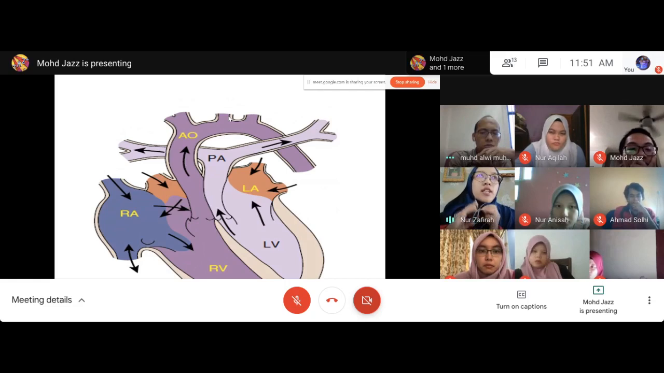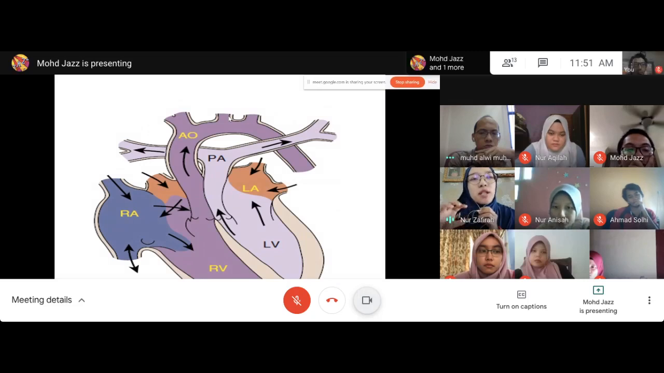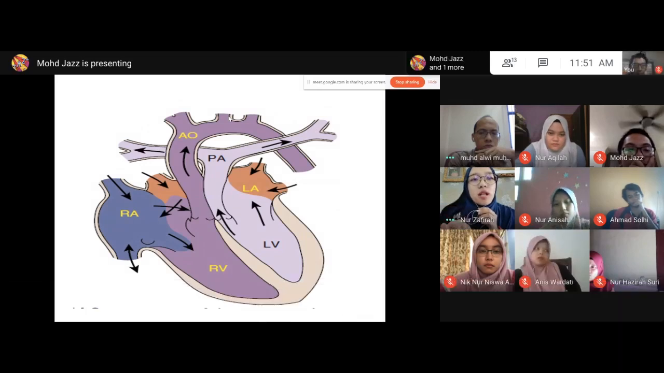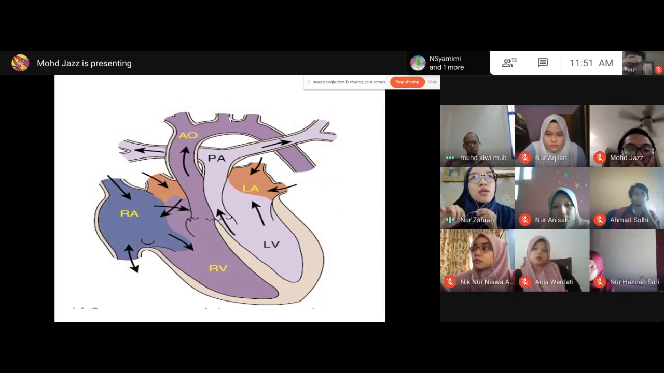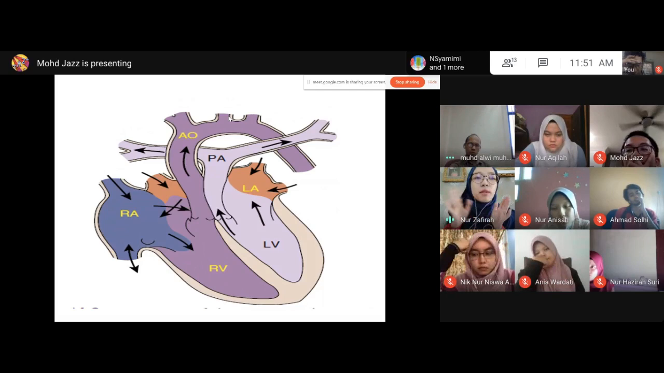So the TGA under decreased pulmonary blood flow is when there is evidence of pulmonary stenosis. Like I have said before, when there is pulmonary stenosis, there is less blood flow from the ventricles or from the heart into the pulmonary artery. So I will explain first about the TGA. What is transposition of the arteries?